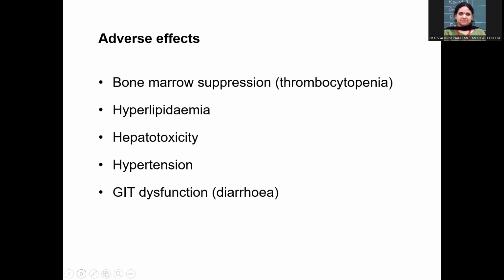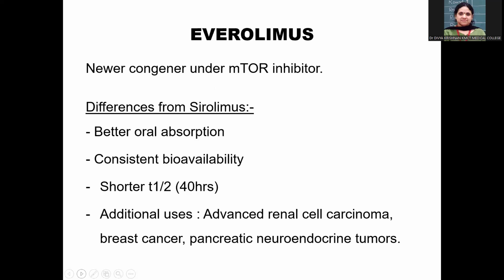thrombocytopenia is most notable. Then hyperlipidemia, hepatotoxicity, hypertension, and GI dysfunction in the form of diarrhea. These are the adverse effects of sirolimus. When we compare with everolimus, everolimus has a better oral absorption. It has a consistent bioavailability. The T-half is a little shorter.